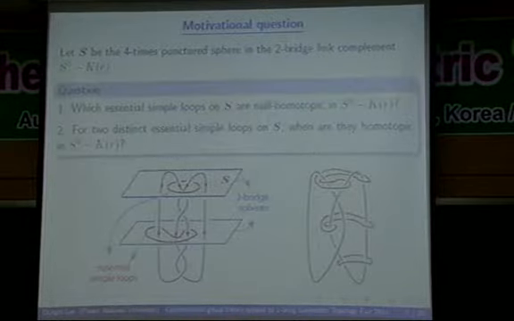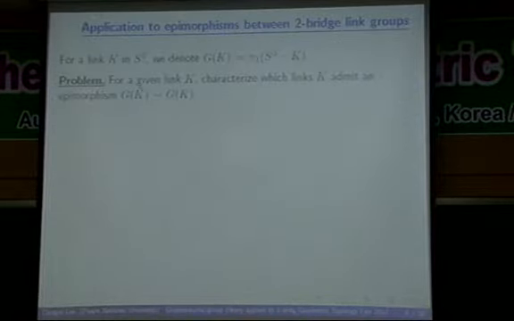Then, for the answer to this question, we want to specifically find the slopes of these essential simple loops. And as one of the reasons why we were interested in the question, I'd like to introduce this application, which is about the existence of epimorphisms between two link groups. For a link K in the 3-sphere, writing G(K) for the fundamental group of the link complement, many people have been interested in the following problem. For a given link K, characterize which links K tilde admit an epimorphism from G(K tilde) to G(K).